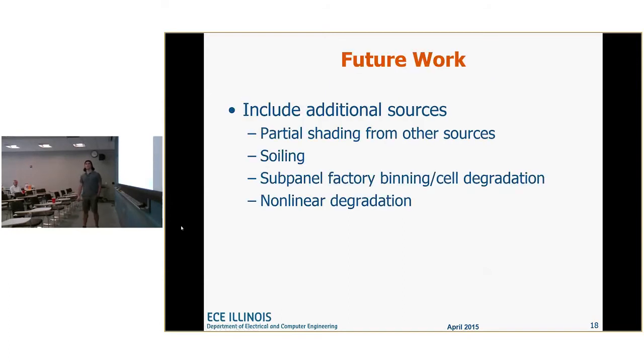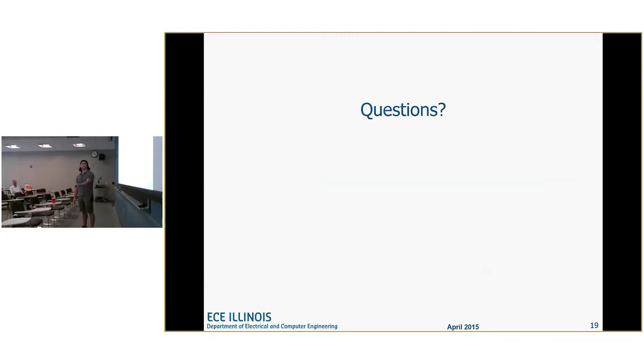Okay. So here we're just assuming three sources of mismatch in an array, but there are many others that we can begin to model and add into our solar model. These are just some of them, which I'm not going to go through, but you can see there are many more that we can begin to include. Okay, so I can take questions.